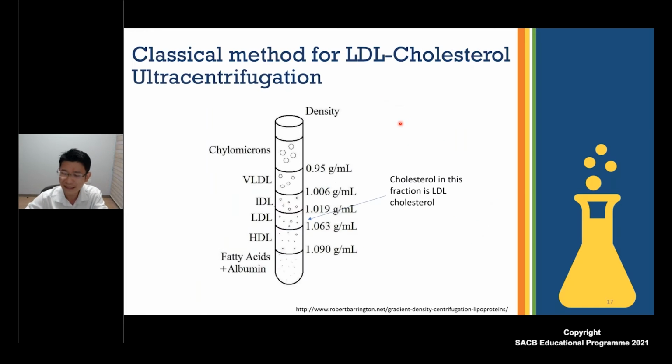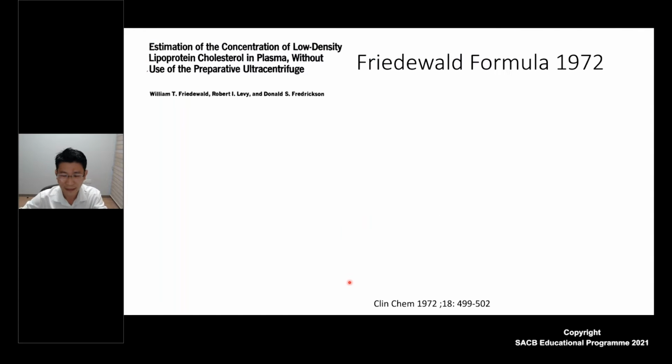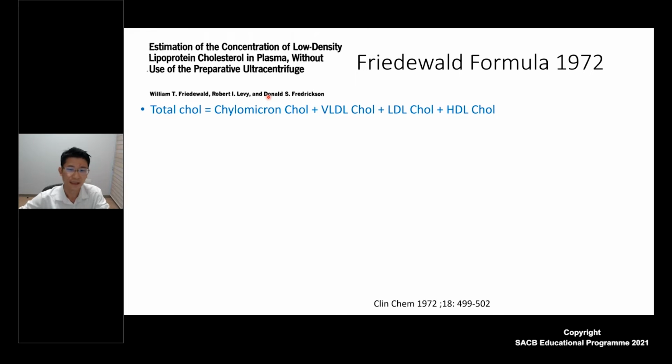Traditionally, many years ago, and actually this is the gold standard, you can do an ultracentrifugation and then find the low density lipoprotein fraction. But this requires ultracentrifugation. So in those days, when such complicated methods were not very available to the laboratory, Friedewald in the 1970s wanted to derive an equation.